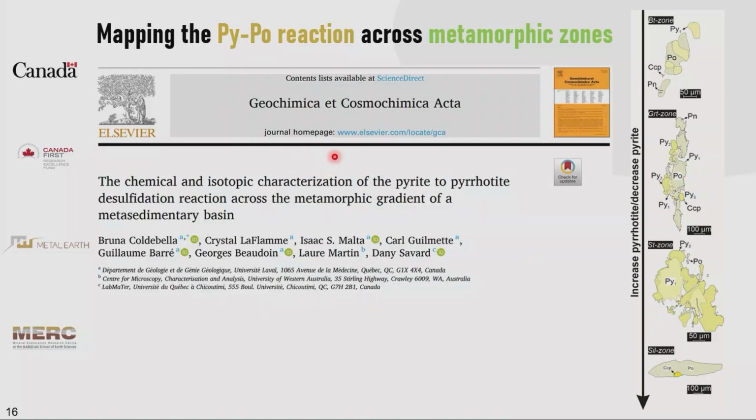And one of the important things for us was to document the pyrite and pyrrhotite reaction across the metamorphic zones. So our group also published this paper here, in which we characterize the chemical and isotopic compositions of pyrite to pyrrhotite from the biotite to the sillimanite zone. What we observe is a decrease of pyrite when we increase pressure and temperature conditions, until in the sillimanite zone we have only pyrrhotite.